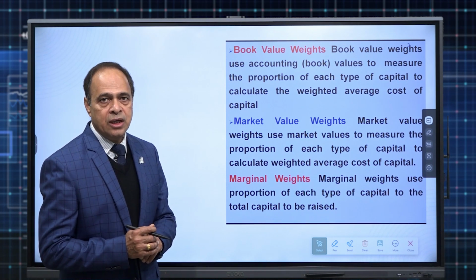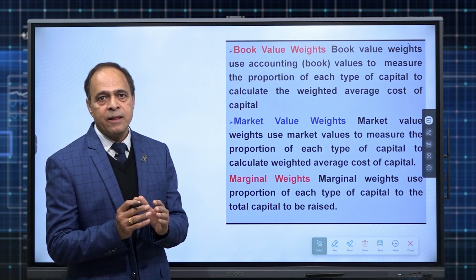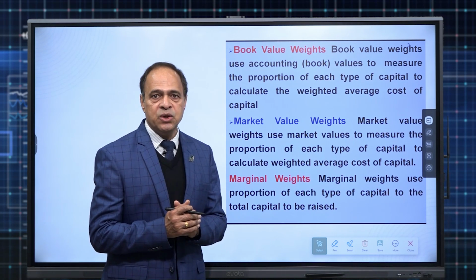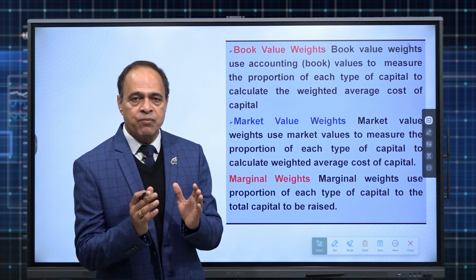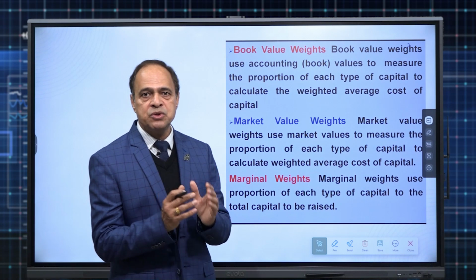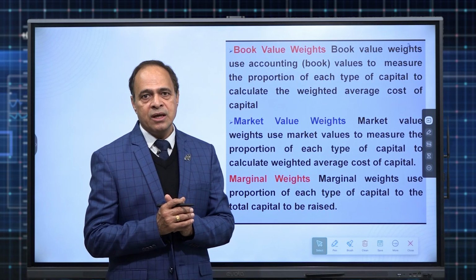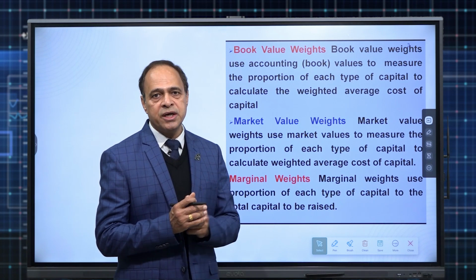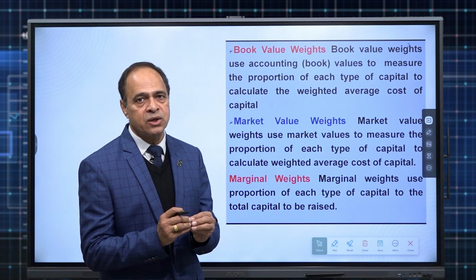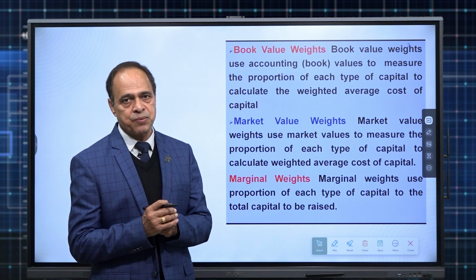Book value weights. Now, a kind of calculation in which basic premises are that we are weighing the different sources of capital by using their book value. As we know, book value means the value at which a particular capital is recorded in the balance sheet. That means, if suppose we take an example, a company issues 100 crore rupees par value shares in the market at a price of 200 crore. But in the books of accounts of the company, par value will be recorded as 100 crore. So when we say book value, it means we are referring to the par value of respective source.